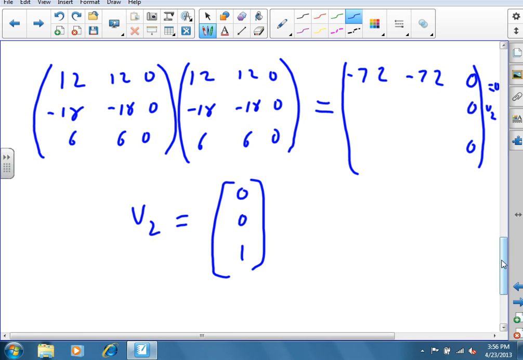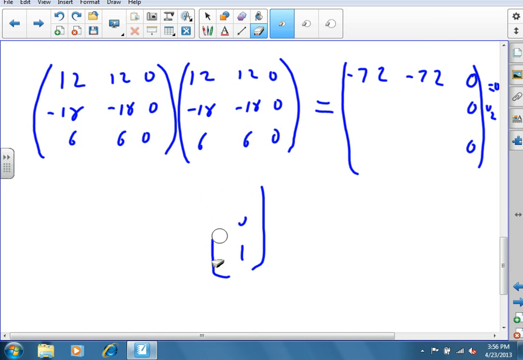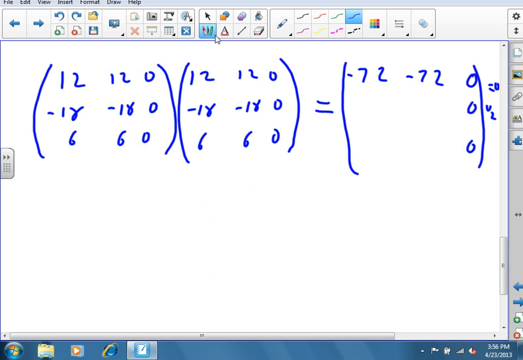Shoot. That won't work, will it? Because that says the other V1 is going to be 0, 0, 0, which is a trivial solution, which we know we can't have. So now I've got to go and fill out the rest of those things and find a different V2. And I thought I was going to be so smart, but no.